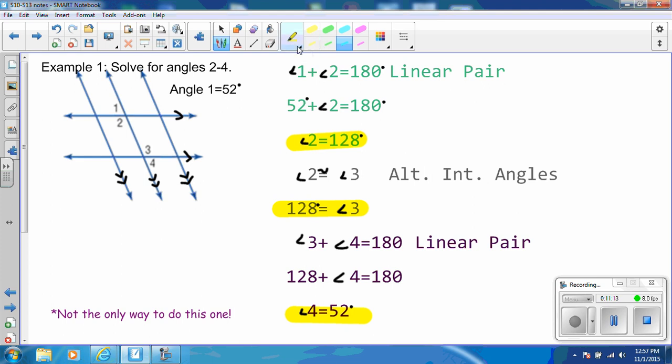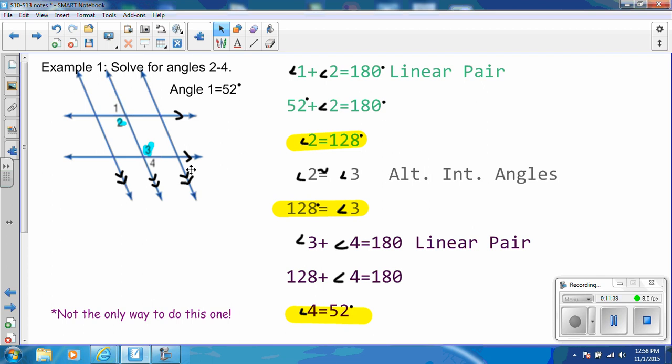So let's see if I can highlight this for you a little bit. Angles 2 and 3. So that's this angle right here, and this angle right here. Angles 2 and 3, those are alternate interior angles, so they equal each other. They're congruent to each other. So if angle 2 equals 128, then angle 3 has to be 128 as well.